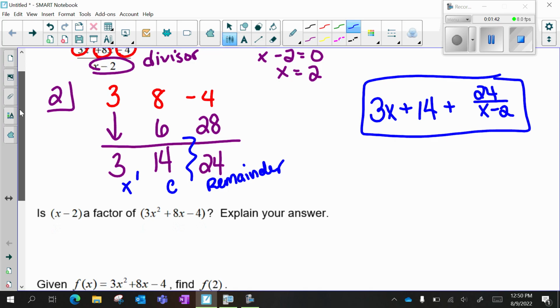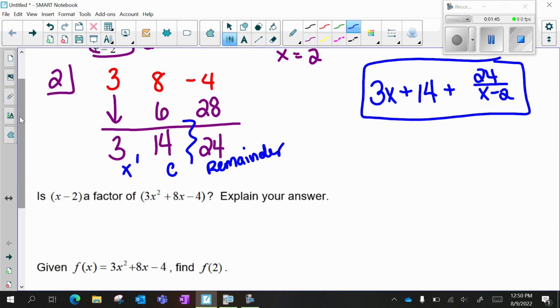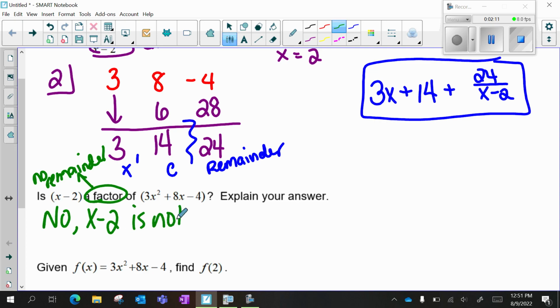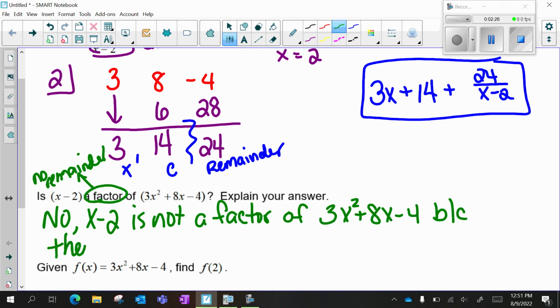So now the follow-up question says, is x minus 2 a factor of 3x squared plus 8x minus 4? Remember, for something to be a factor, it has to have no remainder. So our answer here would be no, x minus 2 is not a factor of 3x squared plus 8x minus 4, because there's a remainder of 24.